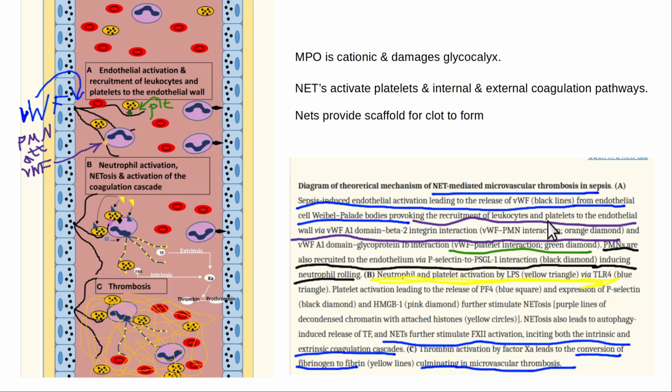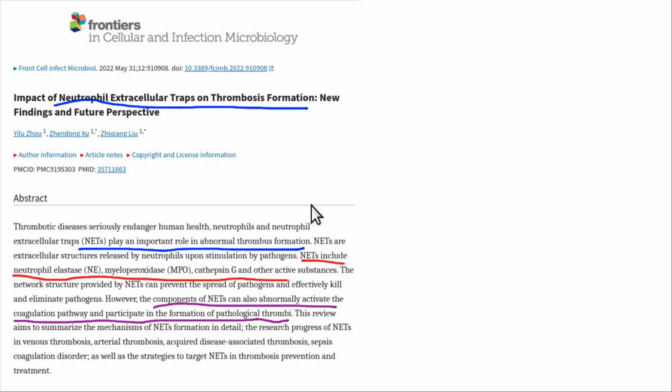But the point I'm making is that NETosis is a major contributor to this clotting, and once NETosis gets going, it activates platelets, it activates the internal and external pathways of coagulation. It's all bad. When neutrophils release their granules, they contain MPO, myeloperoxidase, which is cationic, and it damages the endothelial glycocalyx. So all of this stuff is pushing towards thrombosis, clotting, making the blood thicker, increasing the risk of an arterial occlusion or a venous occlusion with a clot. Another article, Neutrophil extracellular traps on thrombosis formation. Okay, this is all bad.